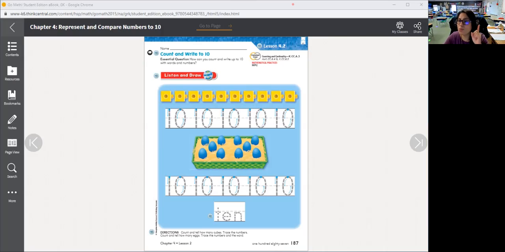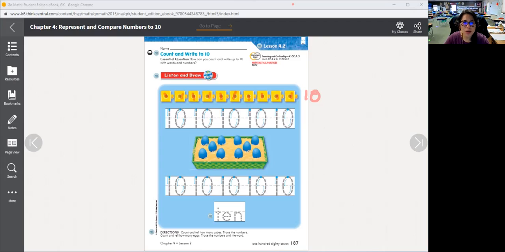Here we go. Remember, when we count, we always touch them and or we mark them as we're counting with our pencil. Here we go. 1, 2, 3, 4, 5, 6, 7, 8, 9, 10. So we have 10 cubes, and that's a 1 and a 0. That's how we write 10.